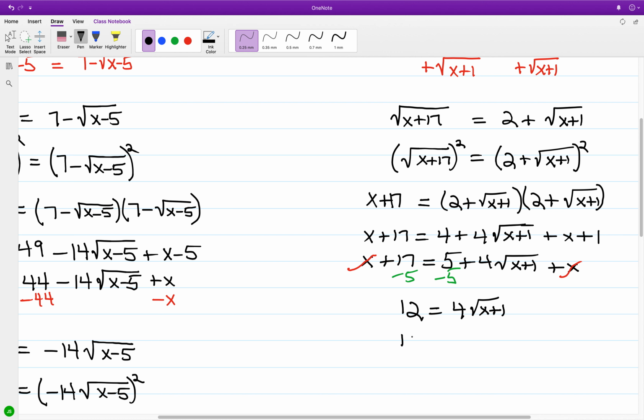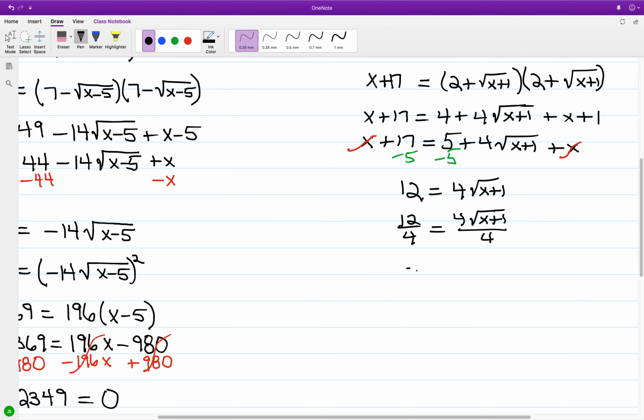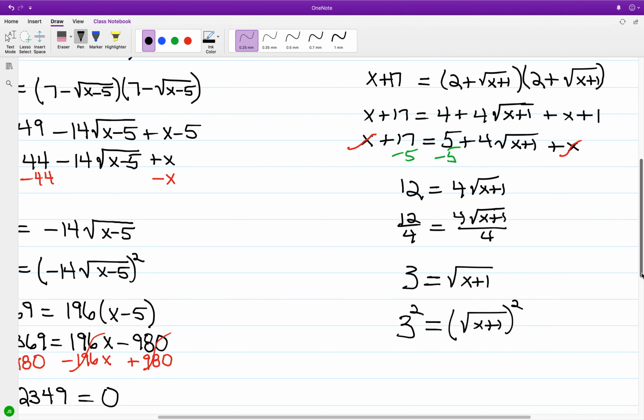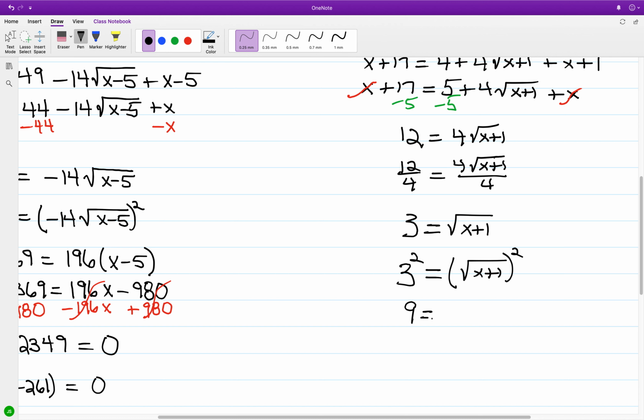And you can go ahead and square both sides, but since 4 is completely divisible into 12, we can go ahead and divide both sides by 4. And so we're going to have, for the square root of x plus 1, that is equal to 3. And then looking at squaring both sides, so you have 3 squared, and we have is equal to the square root of x plus 1 quantity squared. And we have 9 is equal to x plus 1. And we have that x is equal to 8.